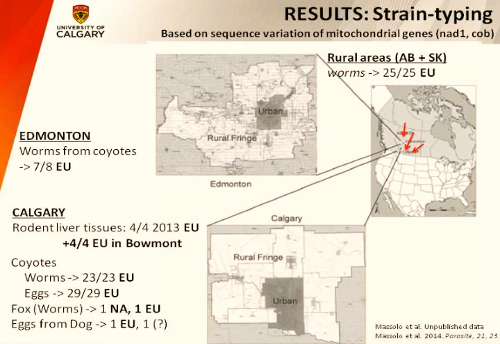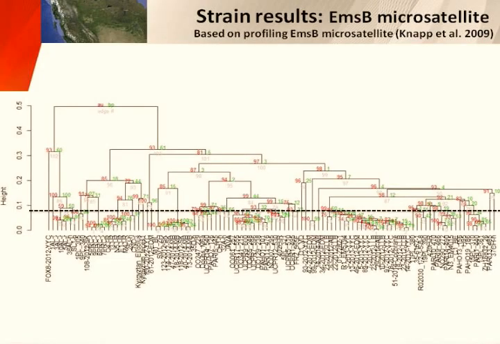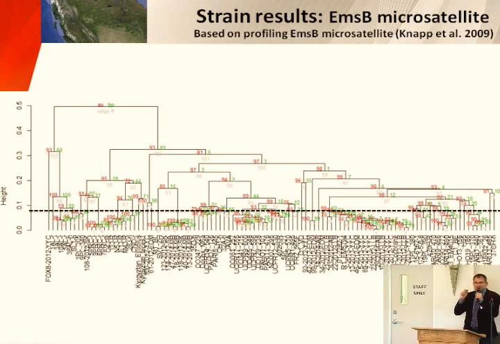I say European-like because we don't really know if this is an undiscovered strain or existing already, or if it was actually an invasion. So we did microsatellite analysis on the EMSB target. Now this is a little bit complicated, but the point is that all the elements that cluster together belong to the same haplotype, the same genotype. And when you have a very tight cluster like this, it means that these are very similar to each other. They have a very low variability.